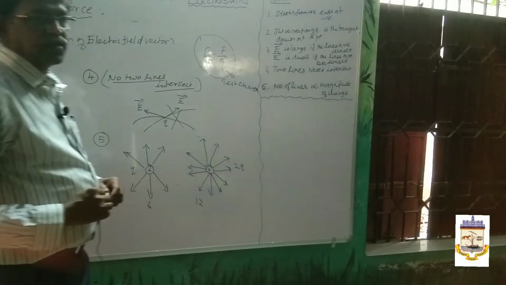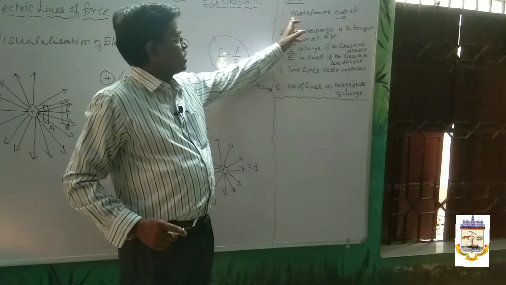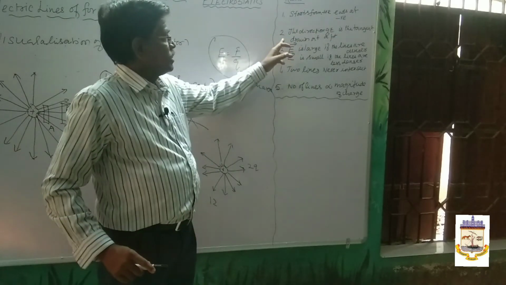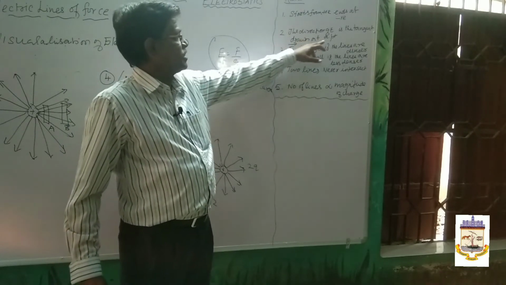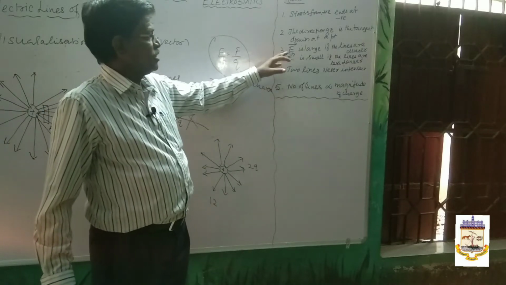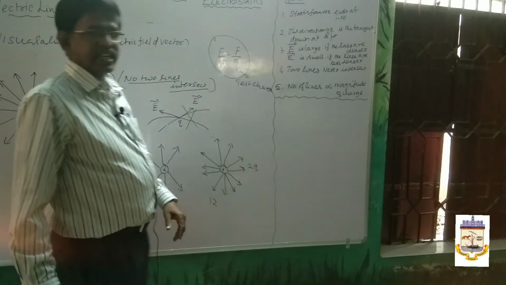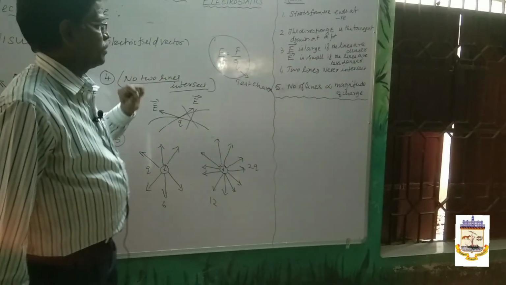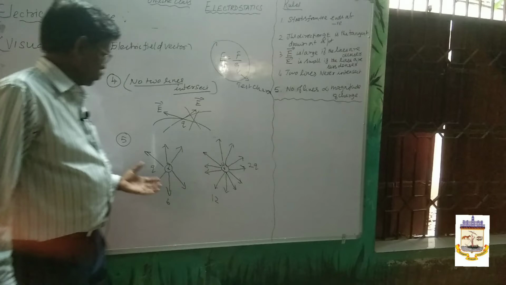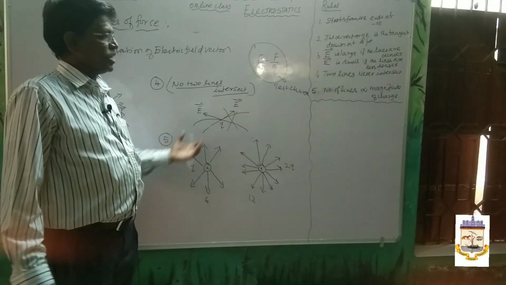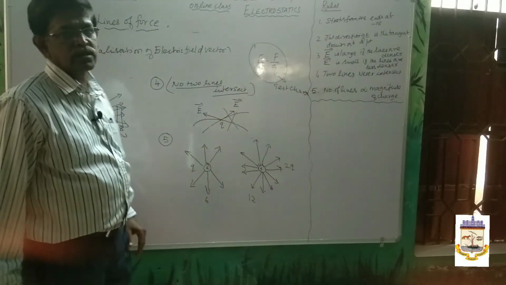So we have seen the 5 points, 5 rules. The first rule is the electric line starts from positive, ends at negative. The second point is the direction of electric field is nothing but the tangent. It will be acting at the tangent. Point number 3, if the lines are crowded, E is large. If the lines are less dense, then you can say E is small. Then the 4th, very important point, the 2 lines never intersect at all. The 5th rule is if the magnitude of the charge is more, immediately we can say the number of lines is more. These are the 5 rules.